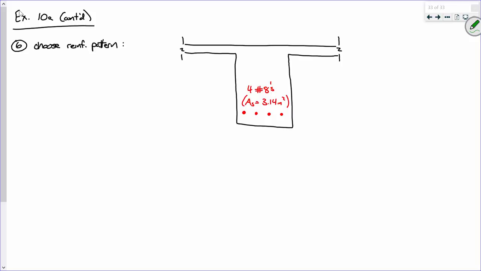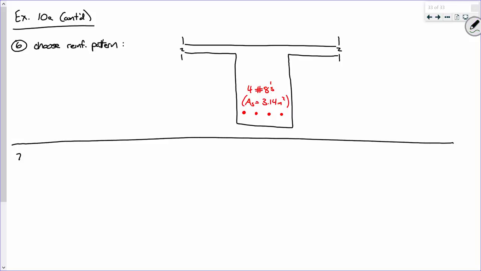Because if you go through and calculate the capacity, when I say it works, I mean it's dead on. Because what's step seven? Analyze the trial section and verify the whole thing. Double check that the phi Mn and the Mu. There you go. All right, so what was Mu? Somebody tell me what Mu was. 247.8, right? So if you calculate Mu, you get 247.8. If you calculate phi Mn for this beam, you will get a phi Mn of 247.82.